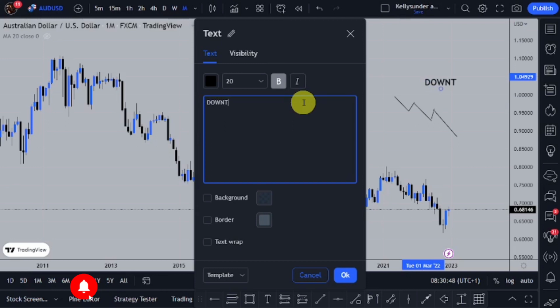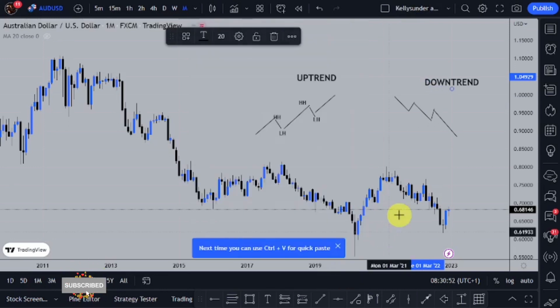Downtrend. Okay, let's leave it like this. So this is for downtrend.